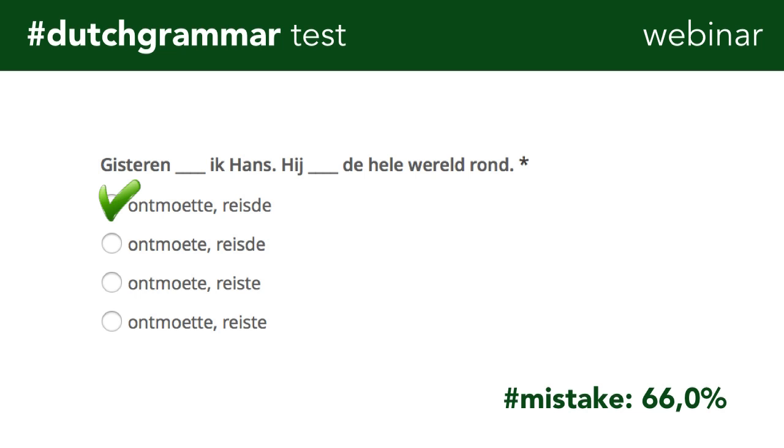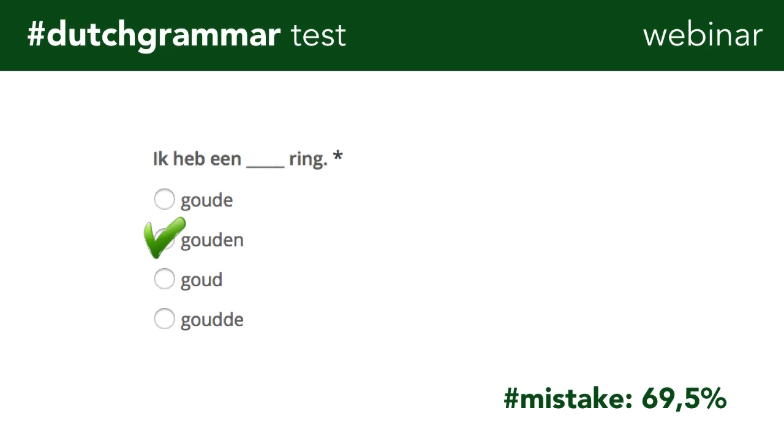Number 2. Answer 1. Here it's the same with the verb reizen. But then also the double T, ontmoeten, is what people do wrong. But number 1, ik heb een gouden ring. Answer 2. And the good thing about this is that now you know it. Most materials get an N when it's an adjective. Gouden ring. You will remember that from today on.